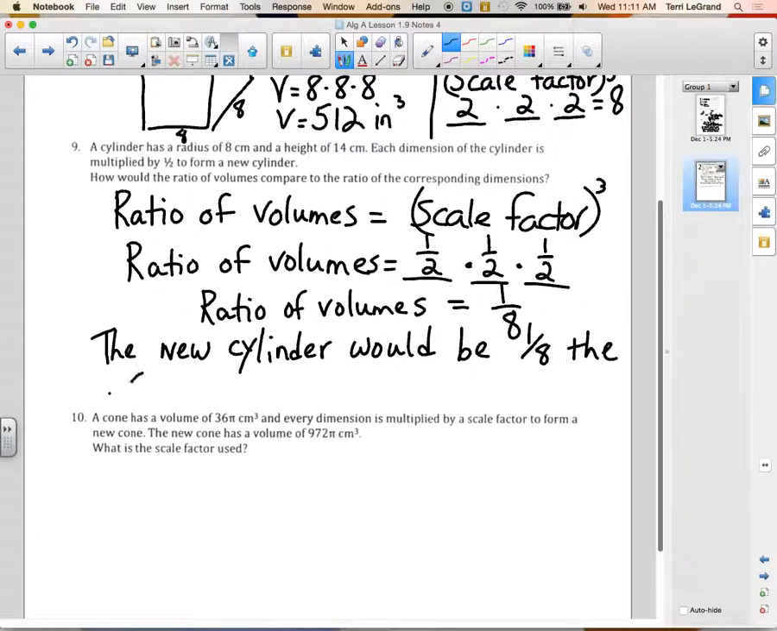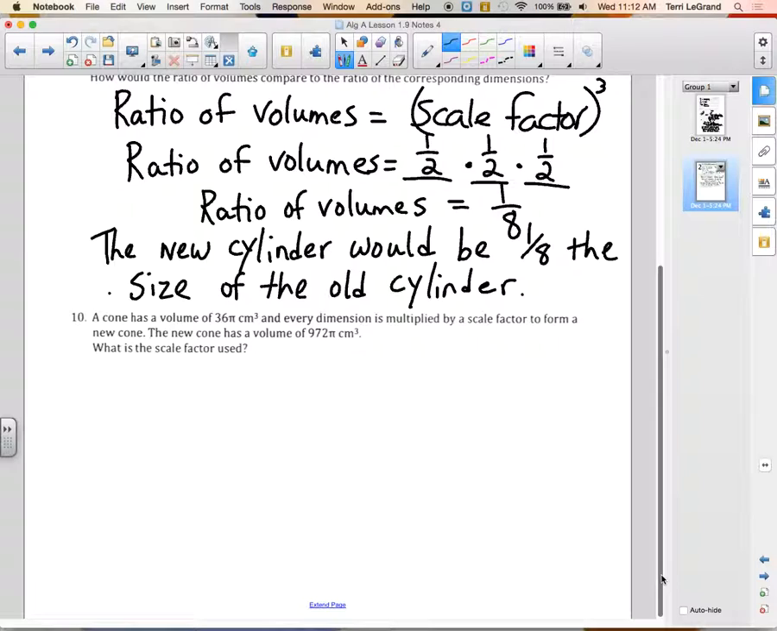So in other words, 8 of the new ones would fit into the original or the old. So the new cylinder would be 1/8 the size of the old cylinder. 8 of the new ones this time would fit inside the old one. Before we were talking about how many old fit in the new one, they got larger. This got smaller. So we have to talk about how many of the new ones would fit inside the old one. 8 of them would, because it's 1/8 the size of it.